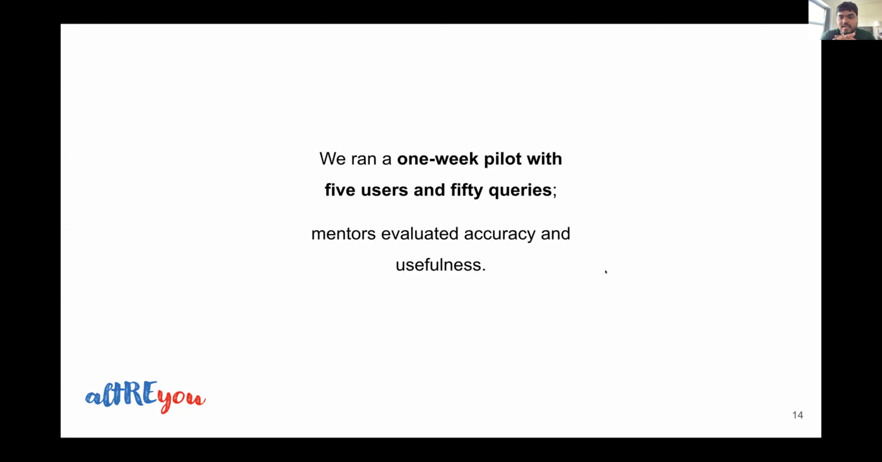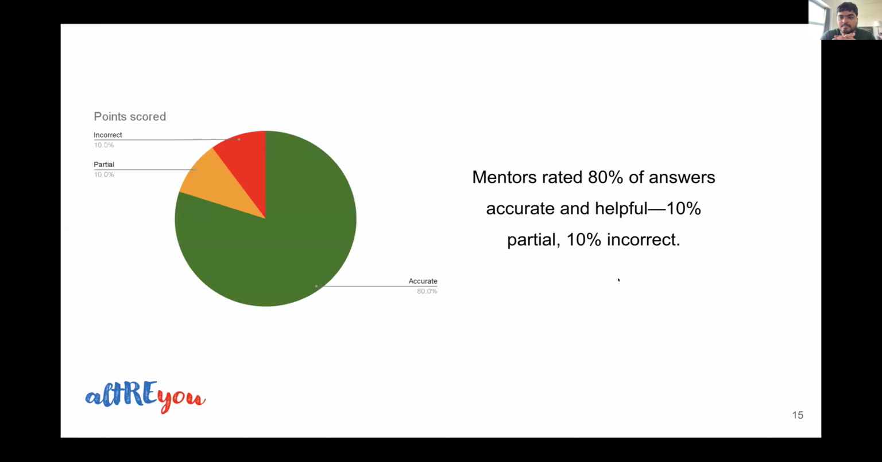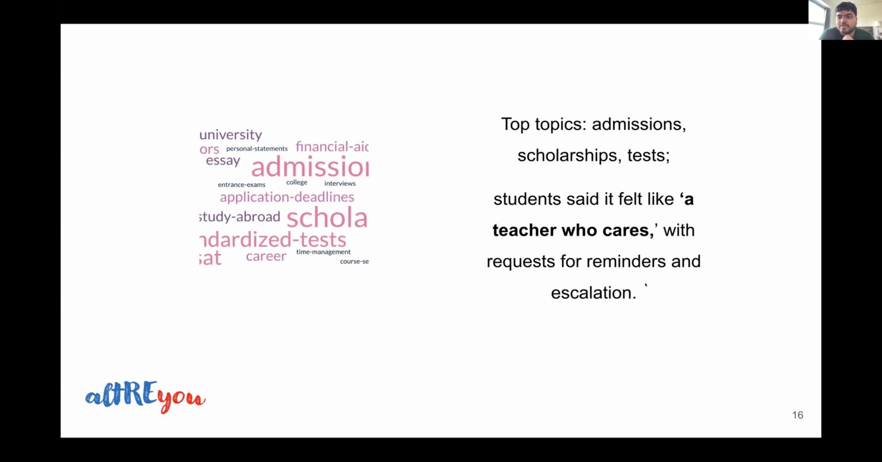In terms of testing, we have so far run a 1-week pilot with 5 users, volunteers from our organization, with 10 questions each. Mentors evaluated accuracy and usefulness. These mentors rated 80% of answers accurate and helpful, 10% partially correct, and 10% incorrect. We have been iterating based on the feedback that we have gotten. Top topics include admissions, scholarships available, financial aid, testing.